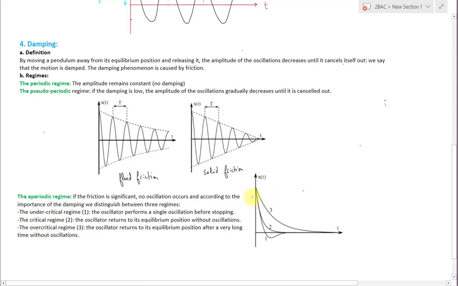Where the amount of friction is significant, the system doesn't even oscillate. The amplitude decreases until it gets to zero without even making an oscillation. Okay, so this is called the aperiodic regime.